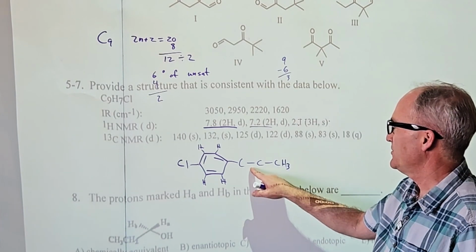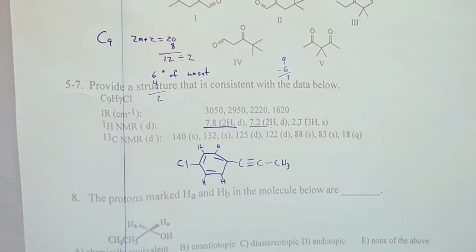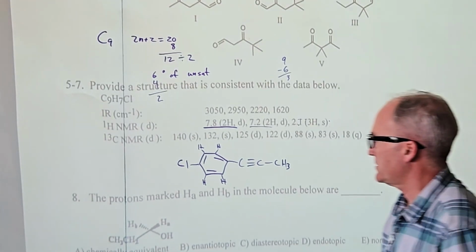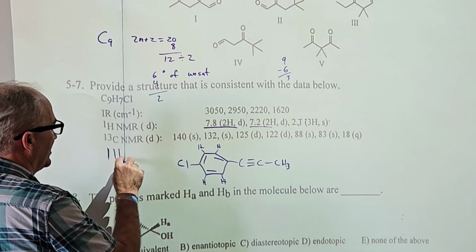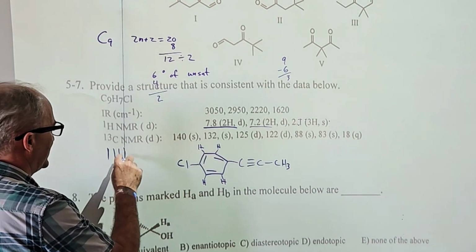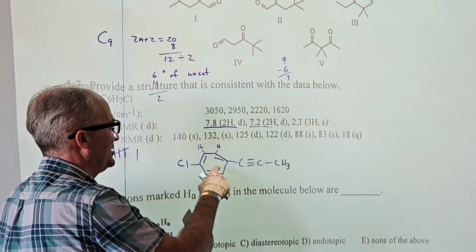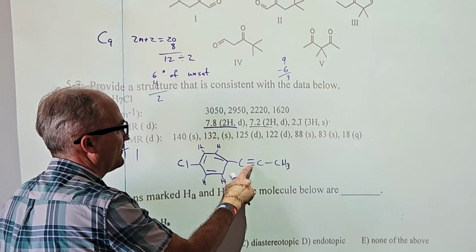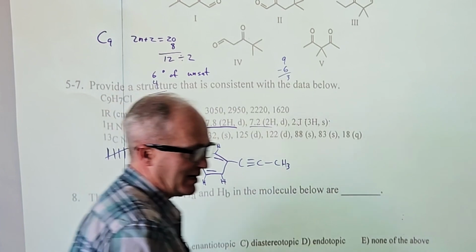Now I don't have any hydrogens left over for this thing. But I still didn't burn up all my degrees of unsaturation. So now let's count the degrees of unsaturation. I got a ring. I got 3 double bonds. Well, that's horrible. 6. Got the ring. 1, 2, 3, 4, 5, 6. So now I think that's probably it.